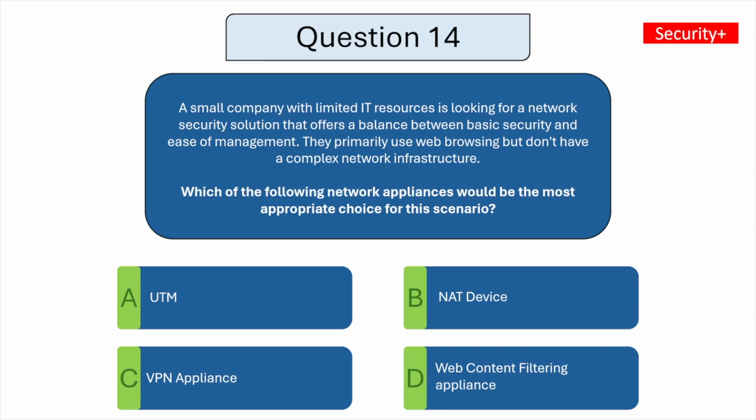For C, a VPN, so virtual private network appliance. These are more for remote access and tunneling, so I'm going to rule that out. So that leaves us with D, web content filtering appliance. I'm going to go with this one. I mean, it filters the web browsing, it's cheap and it's easy to configure. So going with D.